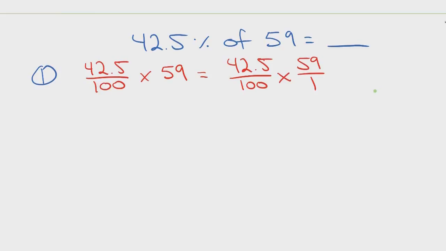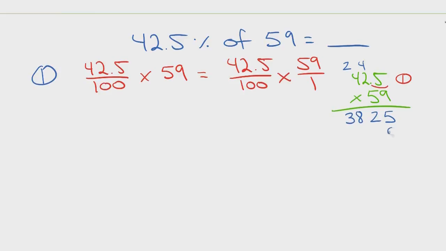Let's get started. We're going to multiply 59 times 42.5. I'm going to first move the decimal out of the way because we don't need it. But when I'm done, I need to move it 1 space back. Then I'm going to multiply. 9 times 5 is 45, carry the 4. 9 times 2 is 18, plus 4 is 22, carry the 2. 9 times 4 is 36, plus 2 is 38.